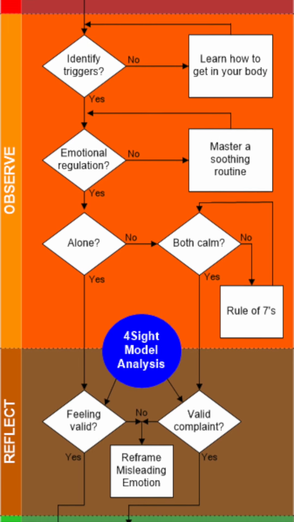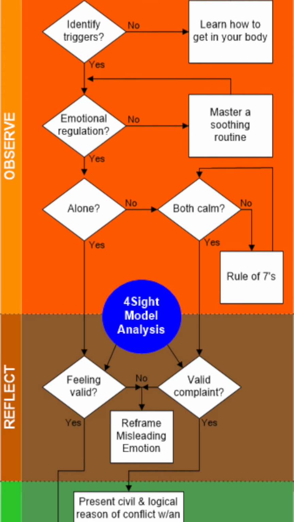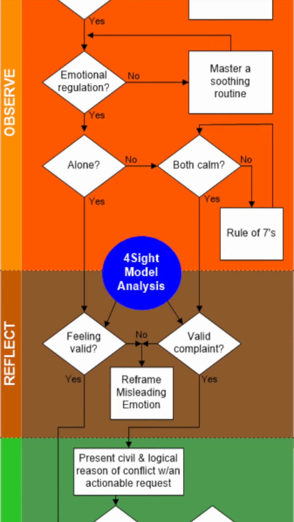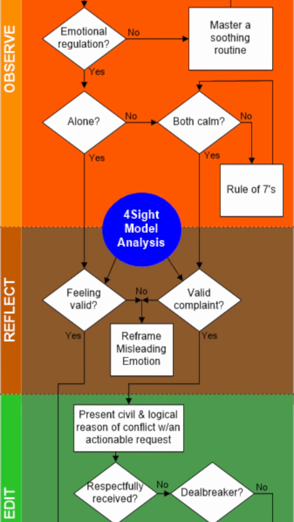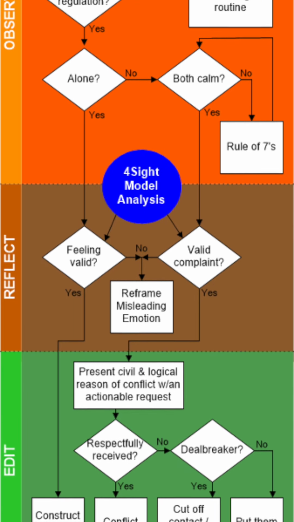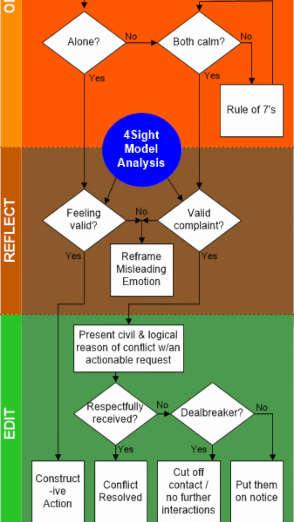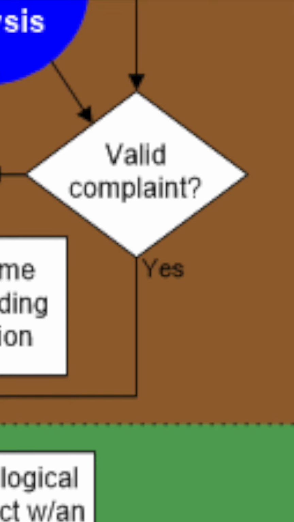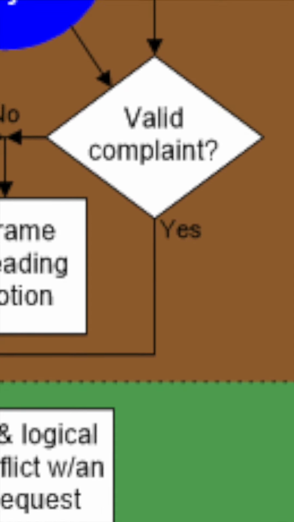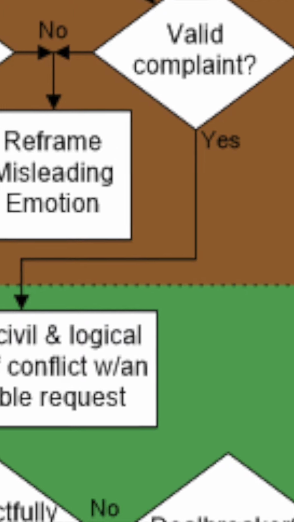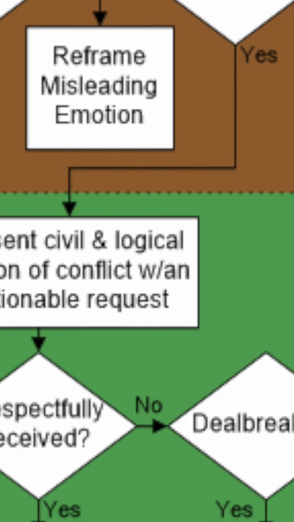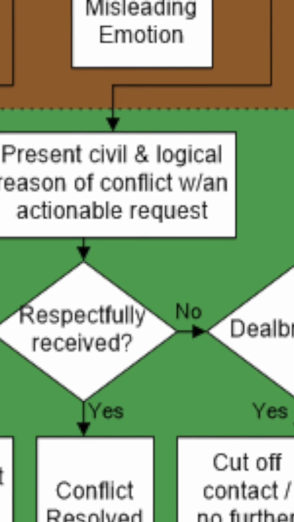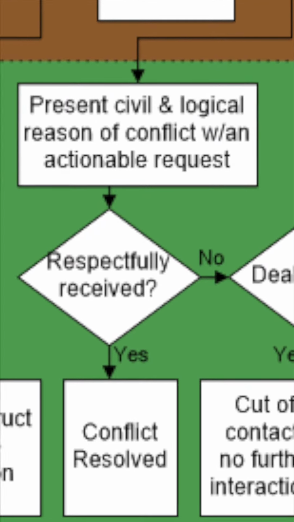Now we move into our final section, Edit, where the rubber meets the road. If it's just us and the feeling is valid, we should engage in constructive action. After all, we have negative emotions for a reason. We're supposed to do something about it. In the other instance, if you're with someone else and you have a valid complaint, at this point you have to present your complaint in a civil and logical fashion. And we have some tricks so you can learn how to do that.